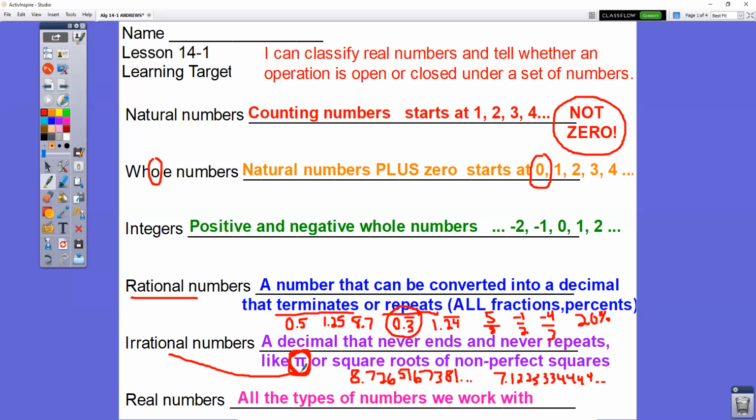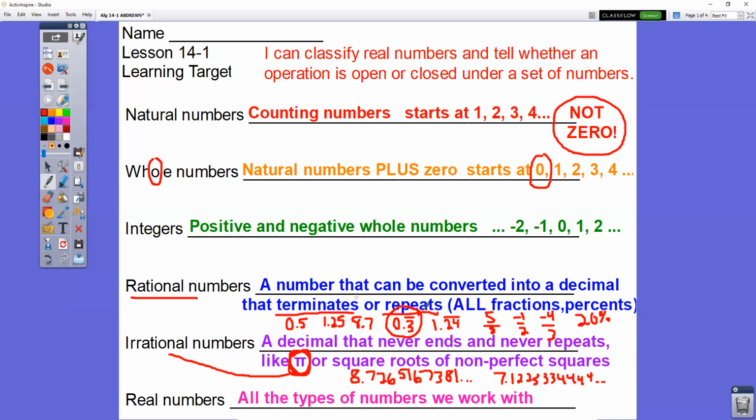Pi is not 3.14. Pi really goes on forever and ever and ever. They've calculated it to literally billions and trillions of decimal places, and it never terminates and it never repeats. So pi is not 3.14. It's a really, really, really long, ugly decimal that never ends.